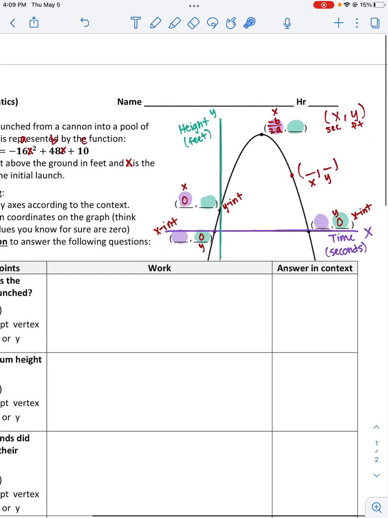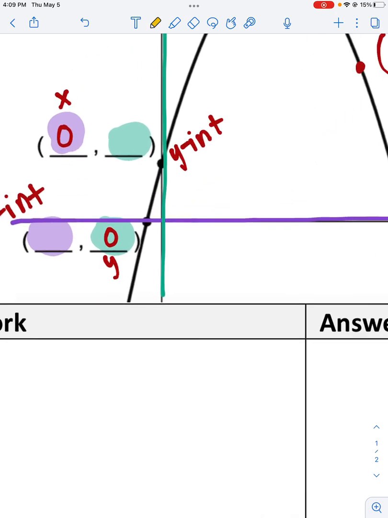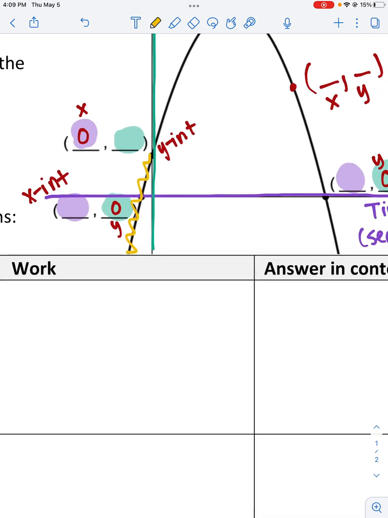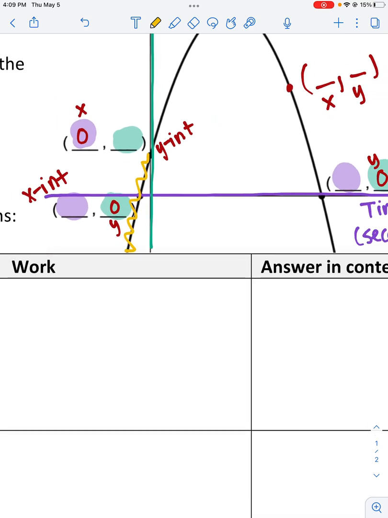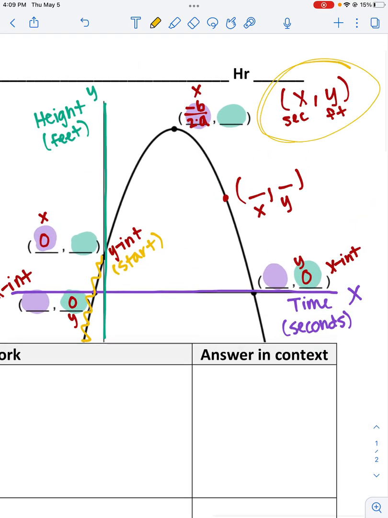If I look at this parabola as telling a story of the man in the cannon, when the cannon is first shot, we start the timer. Since x is time, that starts at 0. We are going to ignore anything to the left of 0, any negative x values, because we're not going to deal with negative time. So time starts at 0. This is going to be my start. And we're always coming back to this: x is the time, y is the height.